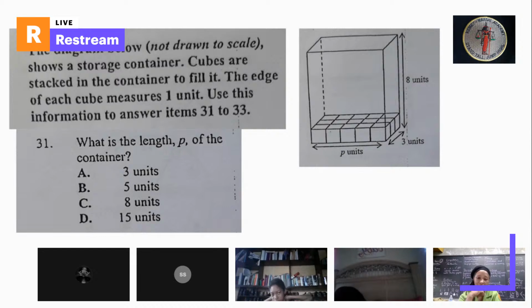Miss, I said on the box, 1, 2, 3, 1, 2, 3, 4, 5, miss. And then miss, I said 3 times 5, which is 15, miss. Why you multiply the 5 times 3?